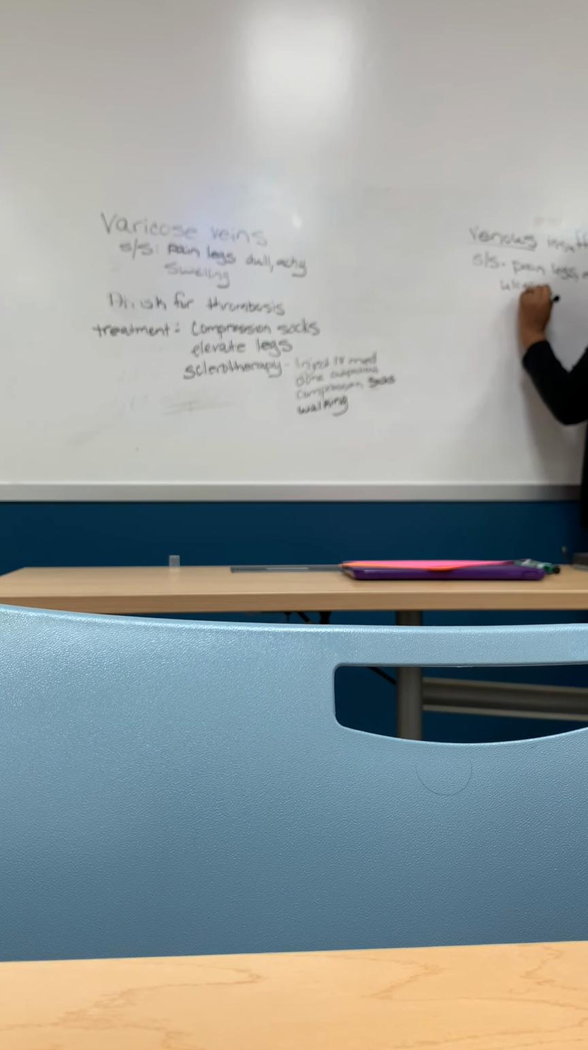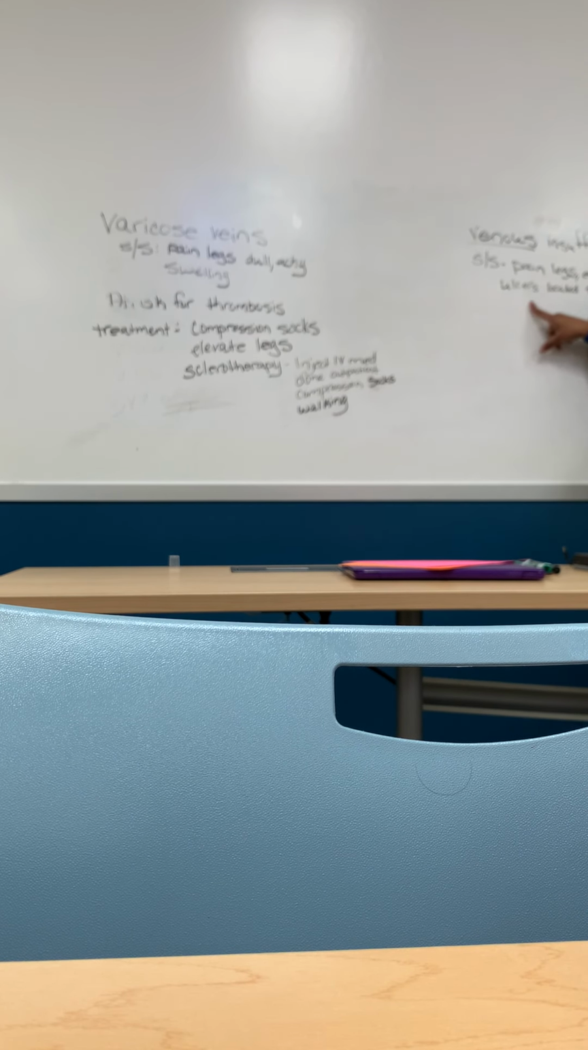And where are those ulcers located? Not at the toes, right? You were right the first time. Medial malleolus, so on the ankle. If it's on the toes, that's arterial.